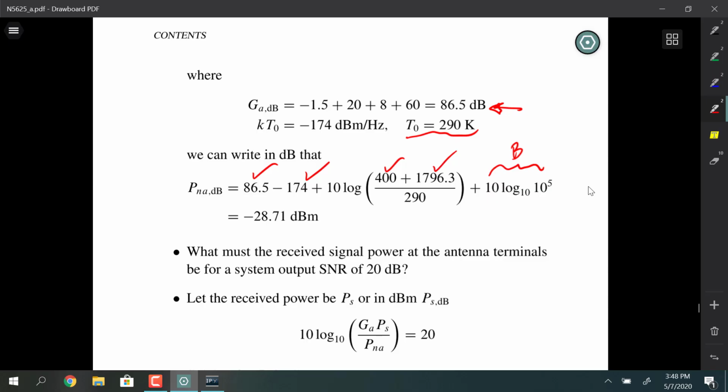We do have actually a division, but maybe that's just dry humor. That's not very funny. At any rate, minus 28.71 dBm, and what forces this to come out in dBm is this guy.